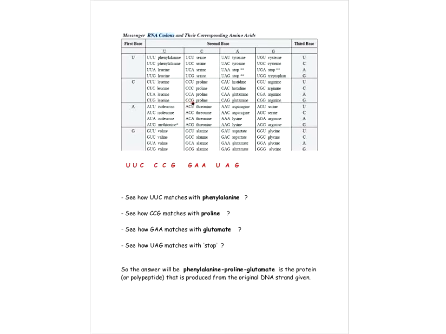So if we look on here, CCG. All right, that produces proline. The last one, GAA, that's going to produce glutamate. Okay, so that's GAA. Sorry, I'm just trying to find it here on the screen. GAA. Should be glutamate.